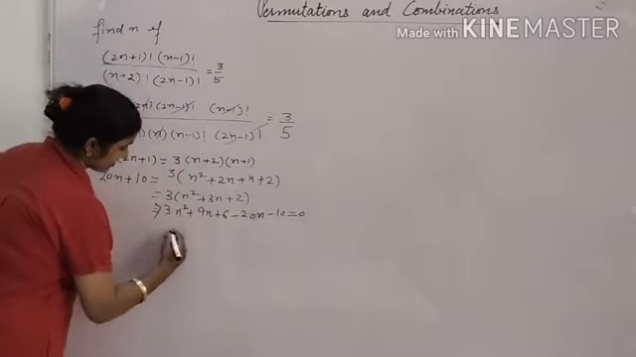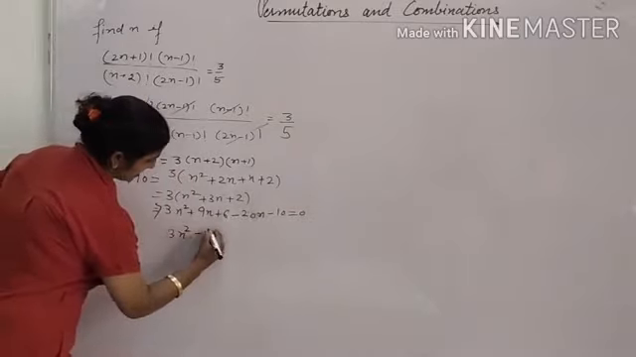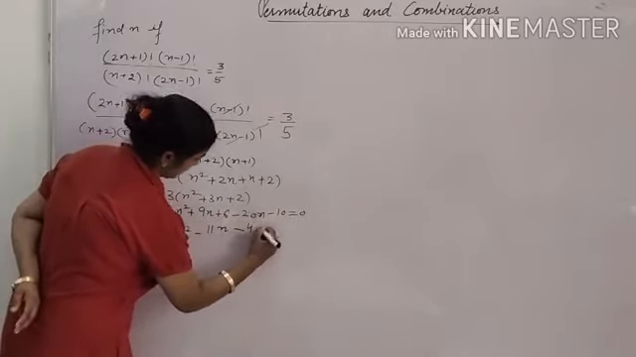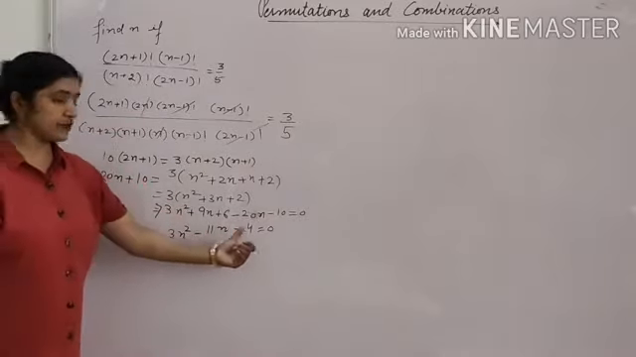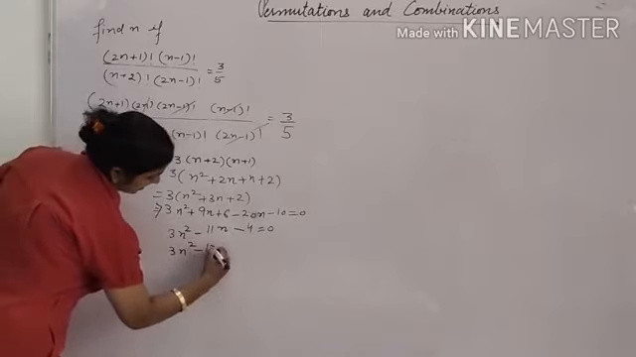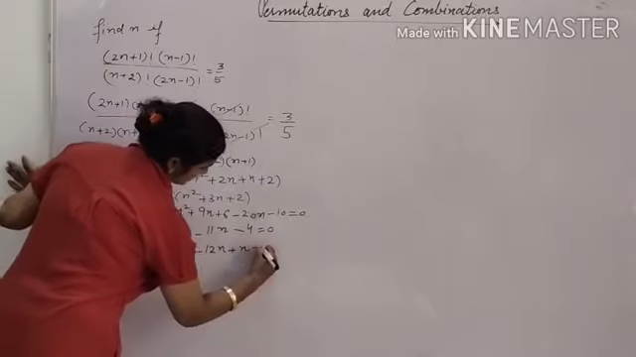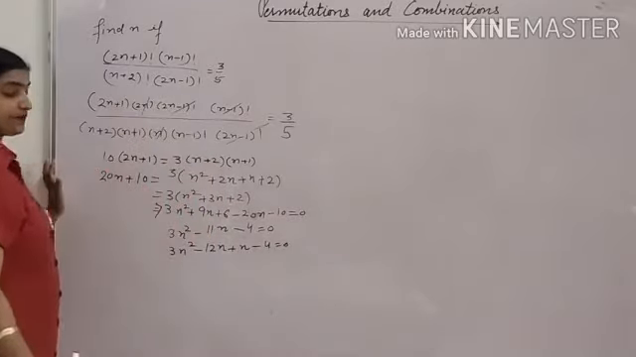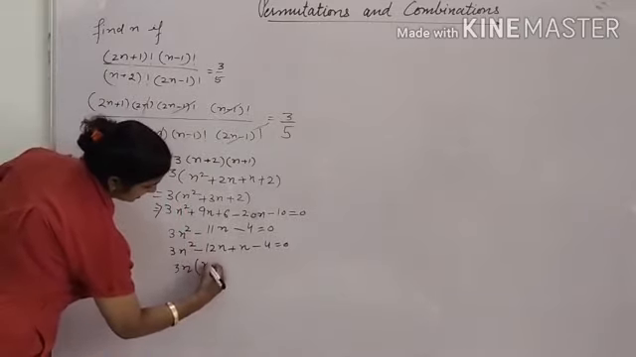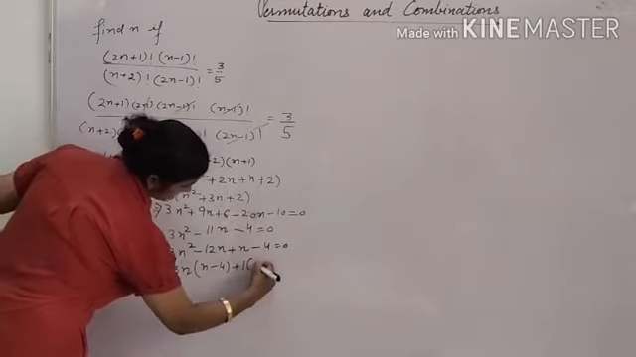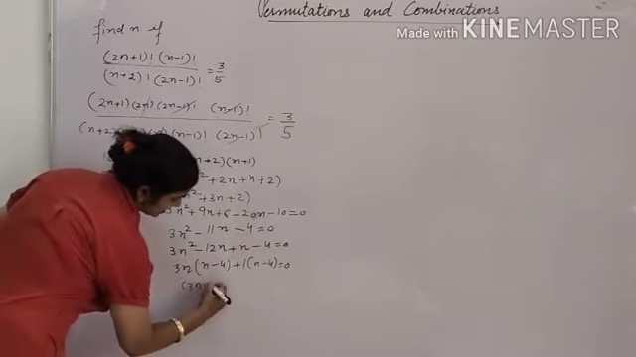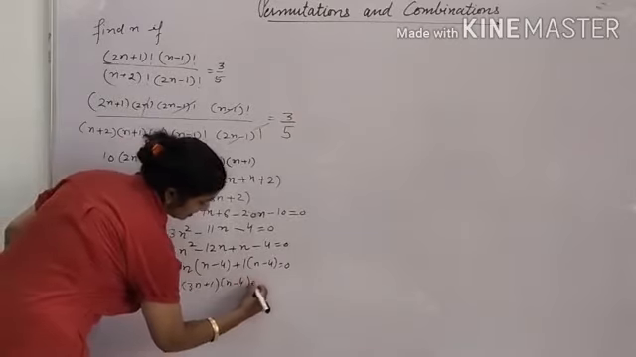Now this is the quadratic in n. 3n square minus, this 20 minus 9, 11n, and minus 4 is 0. So 3 4s are 12. Okay. So do this as 3n square minus 12n plus n minus 4 is 0. Okay. So 3n taken as common into n minus 4 plus 1 into n minus 4 is 0. Now the two factors are 3n plus 1 into n minus 4 is 0.